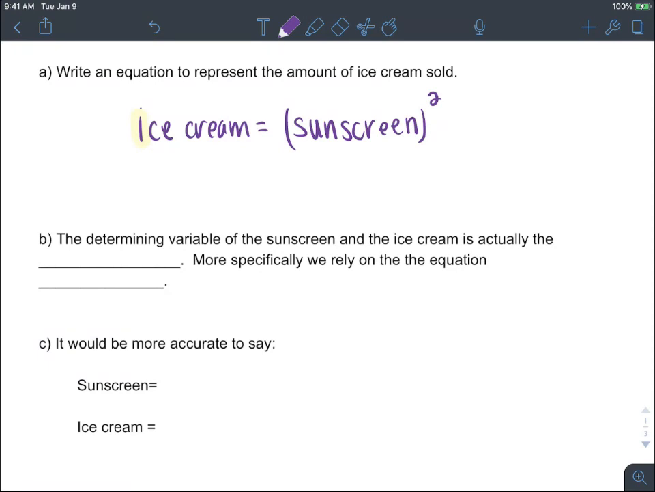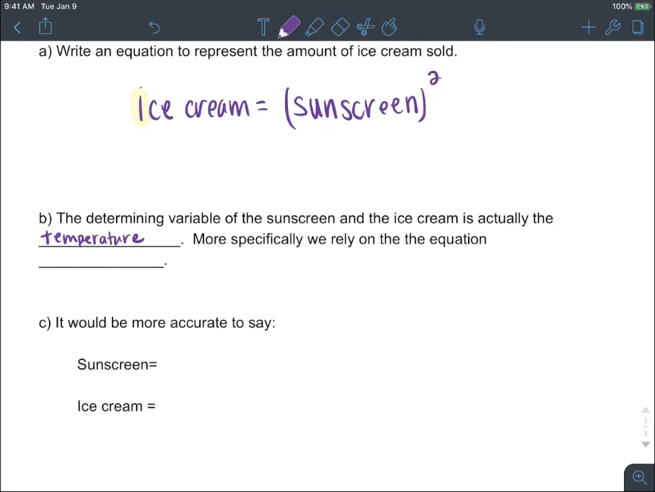No. Okay, so there's a determining variable for sunscreen and ice cream that is actually the temperature. We call this the hidden variable. More specifically, we rely on the equation. So how could we rewrite, we call this the hidden variable, or the third variable.